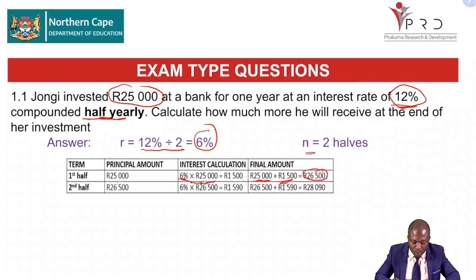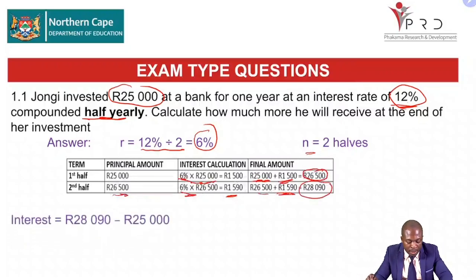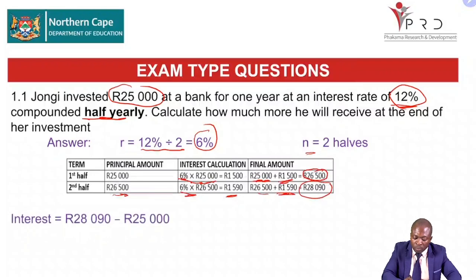Okay, so let's continue. Right. So now we have the 26,500. So we find 6%. That should give us 1,590. And then we add that 1,590 to this 26,500. All in all, we are going to get 28,090 rand.